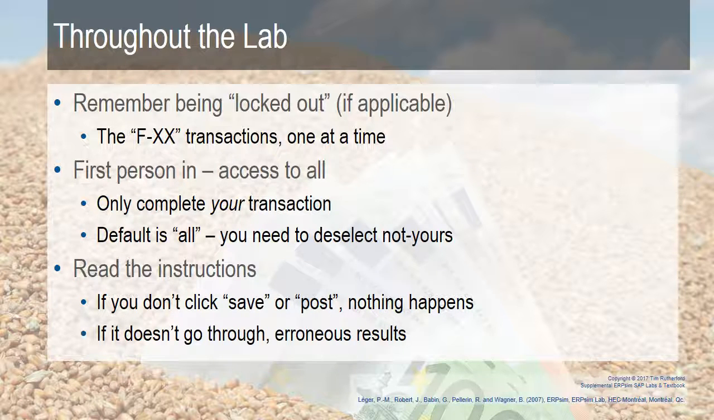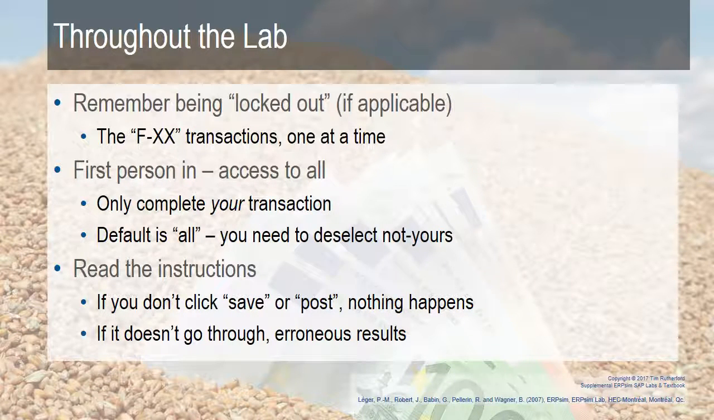Throughout the lab, if you're working within a group, remember that you can be locked out of transactions. With the F-whatever transactions, you have to go into them one at a time. You can't all go in at once. The first person in has access to everything. Remember, only complete your transaction using your data. If you go into these transactions and you have access to everyone's data, the default is everything is selected. You need to deselect everything but your data. If you are working as a group, everybody can watch and make sure that you're only working with yours. Make sure you're only completing your transaction and your data.